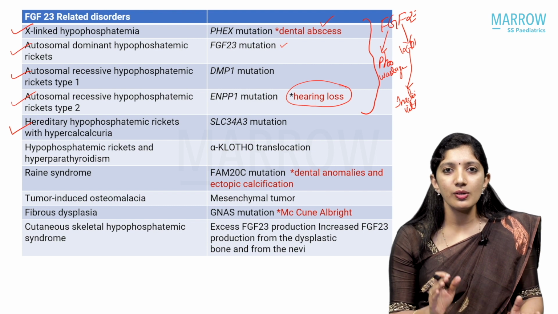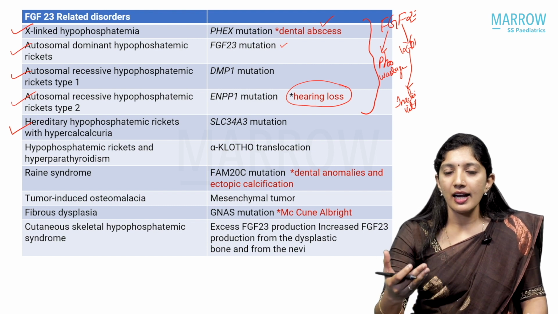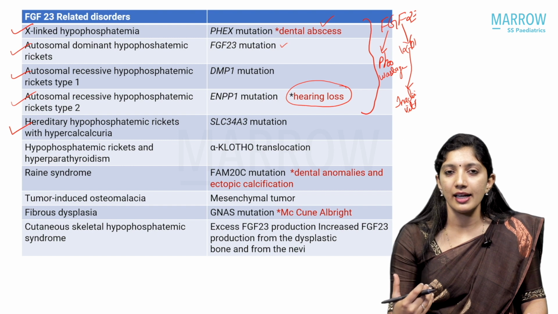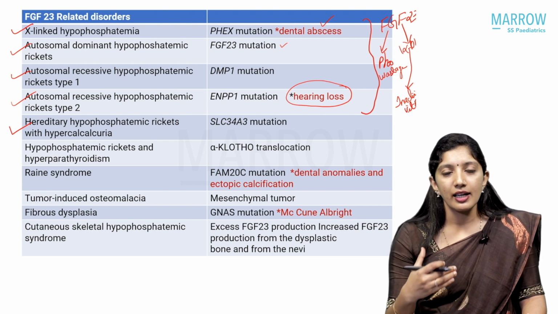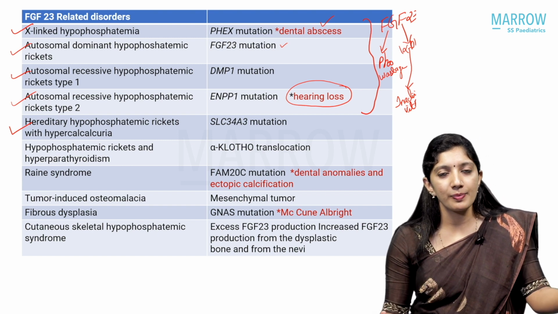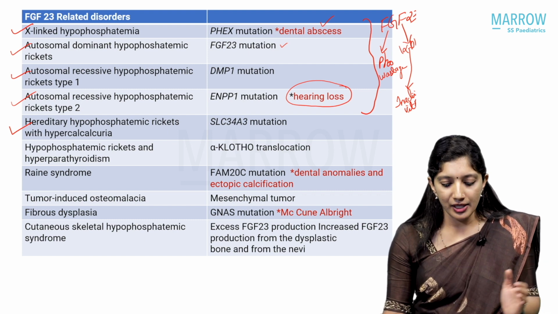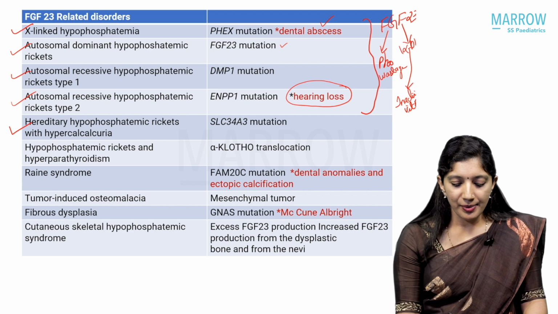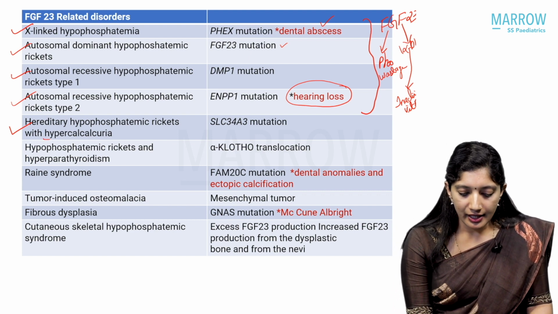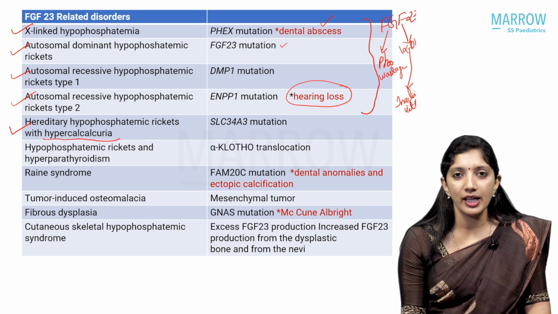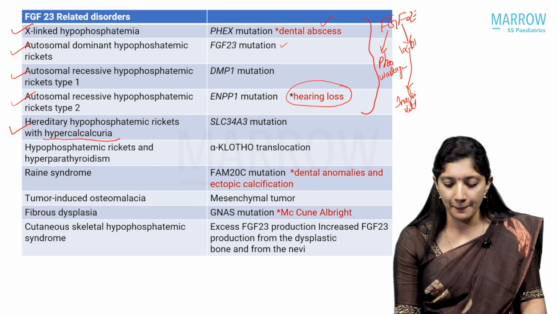So that leads to increased calcium absorption from the intestine, and this excess calcium which is being absorbed from the intestine is lost through the kidneys. So that leads to hypercalciuria. So hypercalciuria is seen in hereditary hypophosphatemic rickets due to mutation in the sodium phosphate transporter.